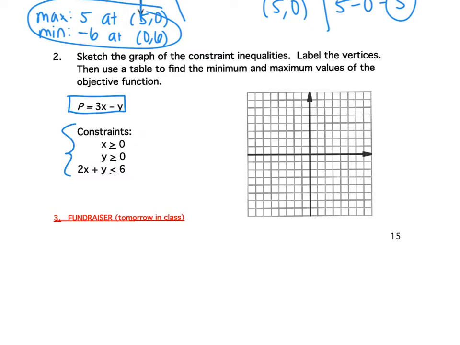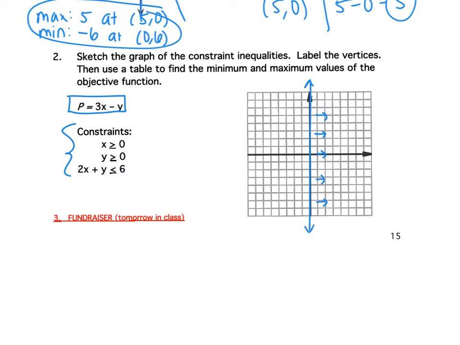So x is greater than or equal to 0. It's going to be this line right here. It's really important that you use a straight edge. If you don't use a straight edge, you're going to run into some trouble, and I'll show you why in a minute. Greater than, we're going to be shading to the right. So I put little arrows to show that that's the direction I want to shade.